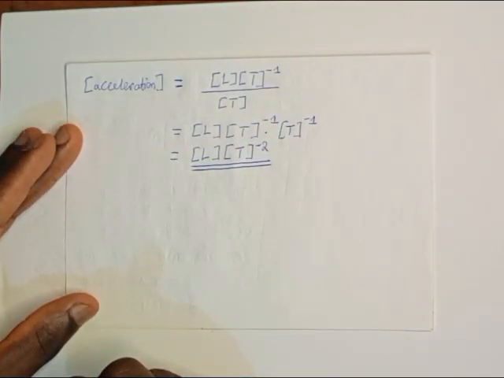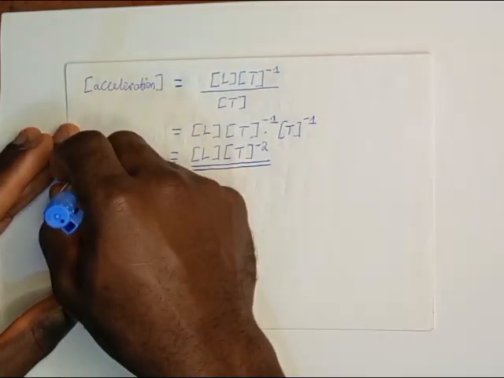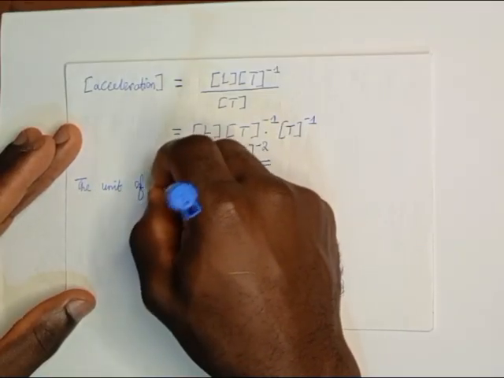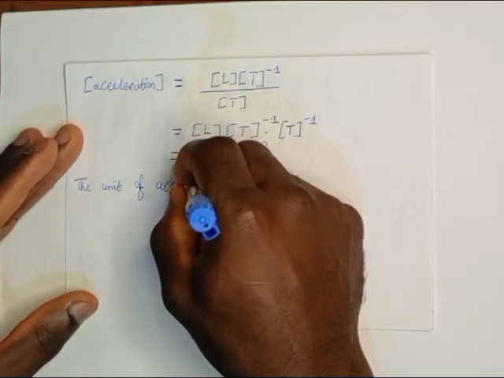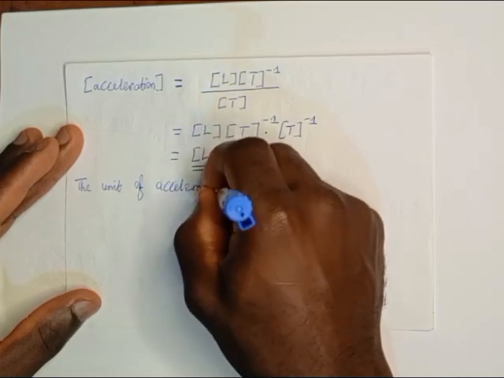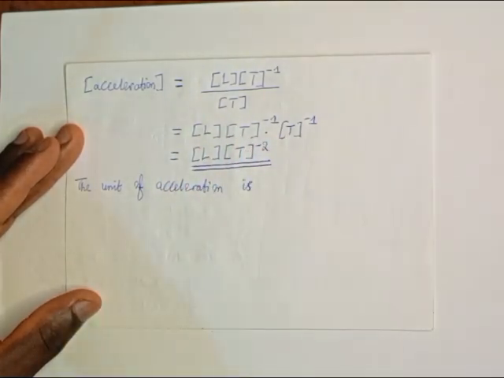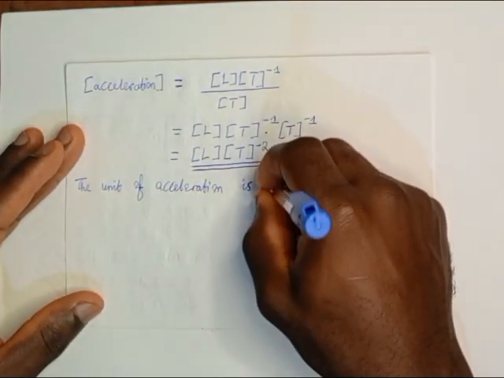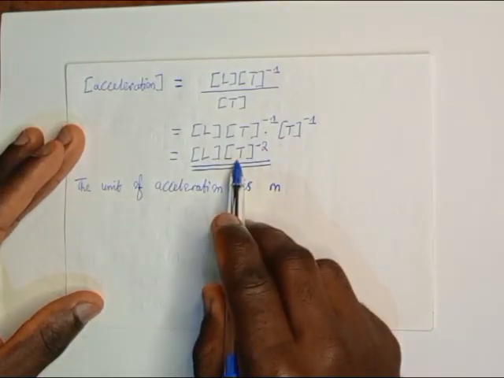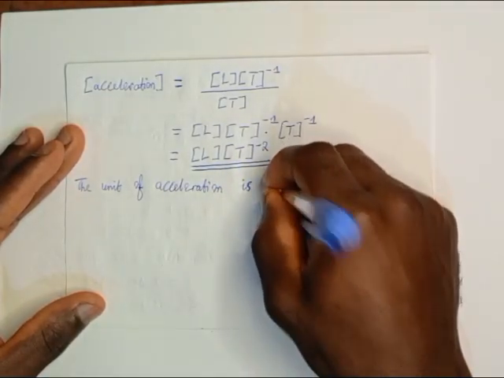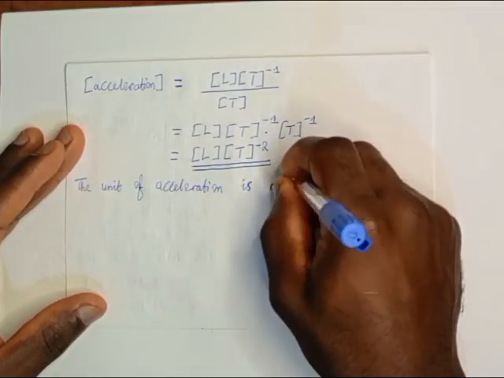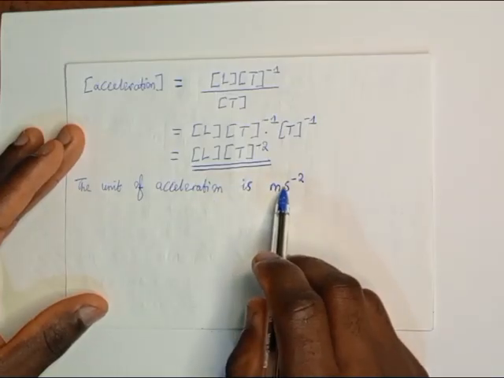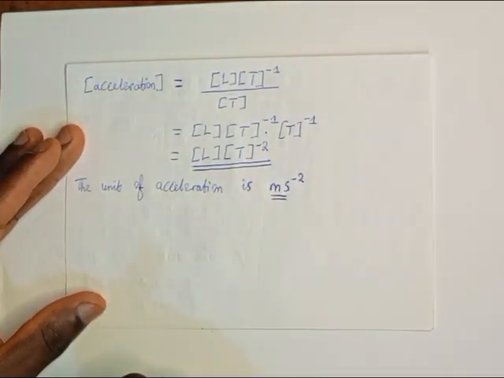Next, we have to write down the units of acceleration. The unit for length is the meters, so we replace L with meters. The unit for time is the seconds. We put the power, which is -2. The unit of acceleration is meters per second squared. You underline the result.